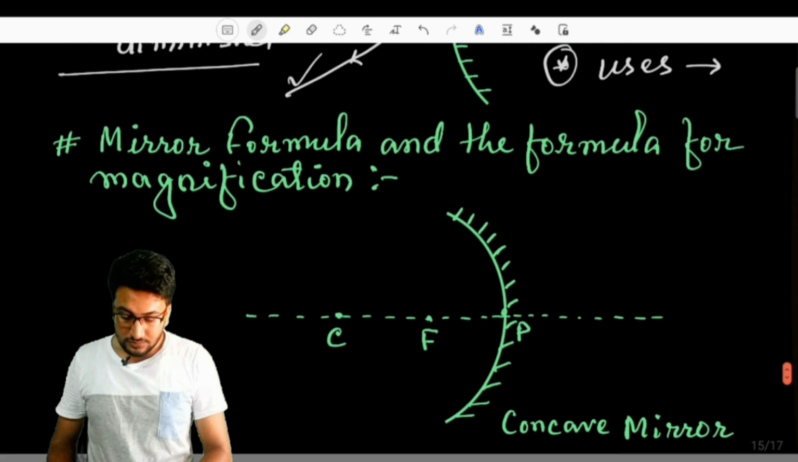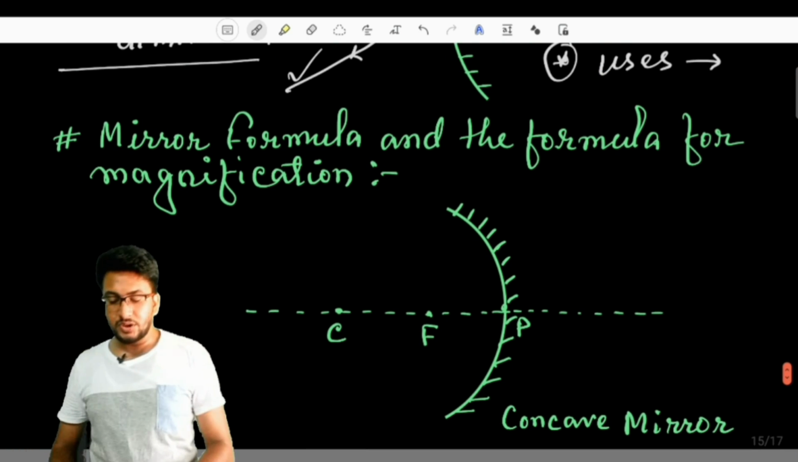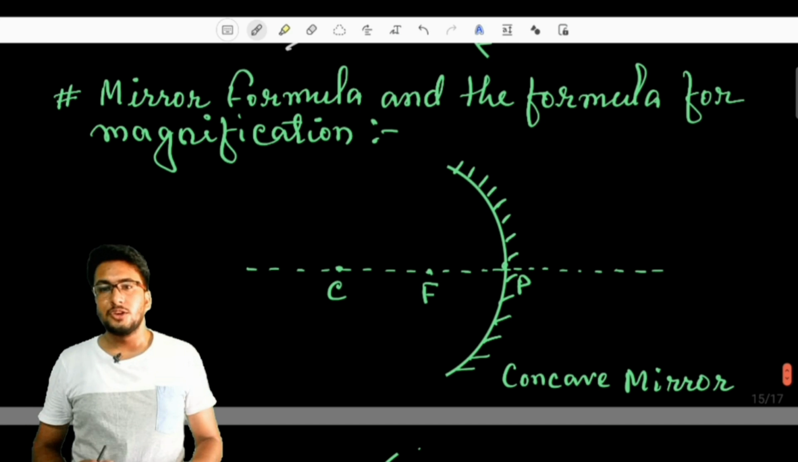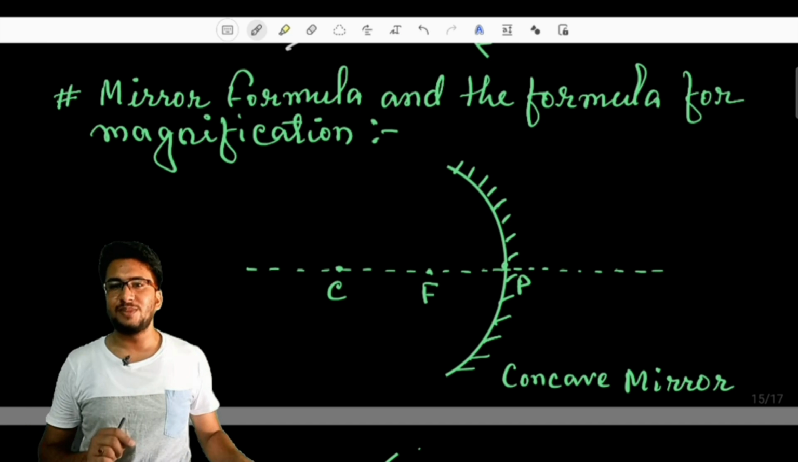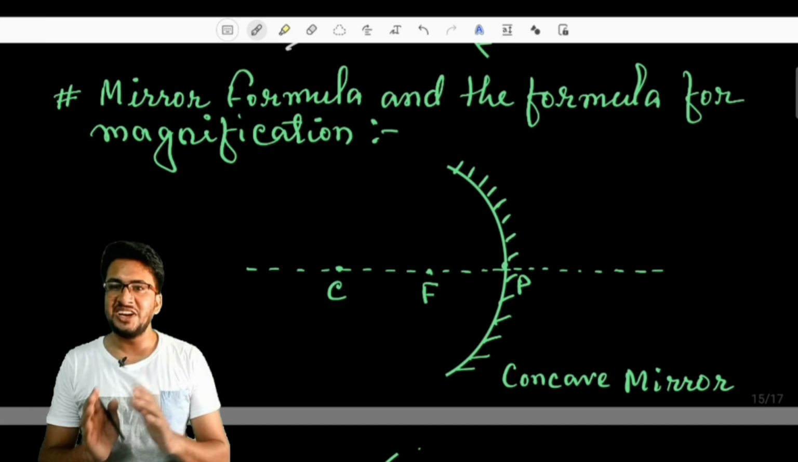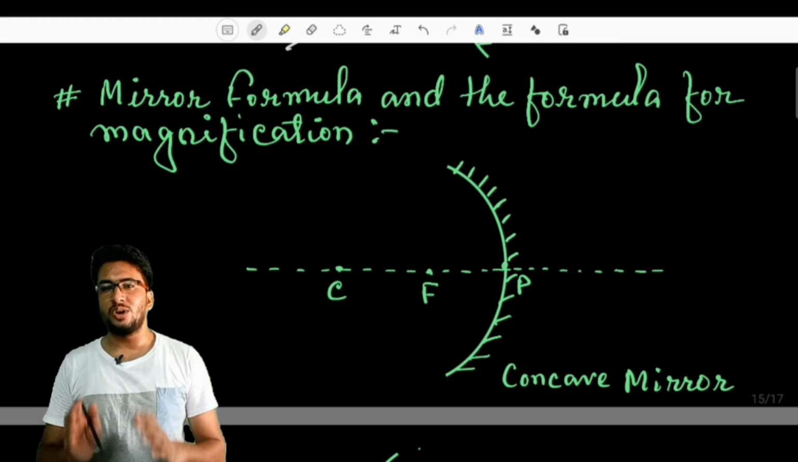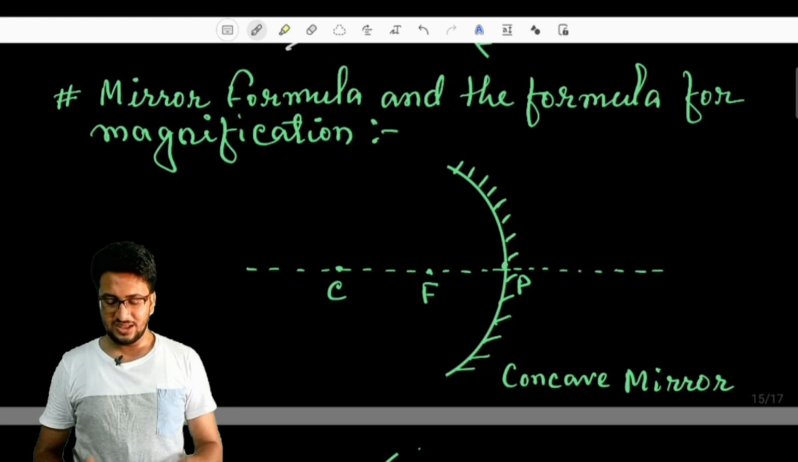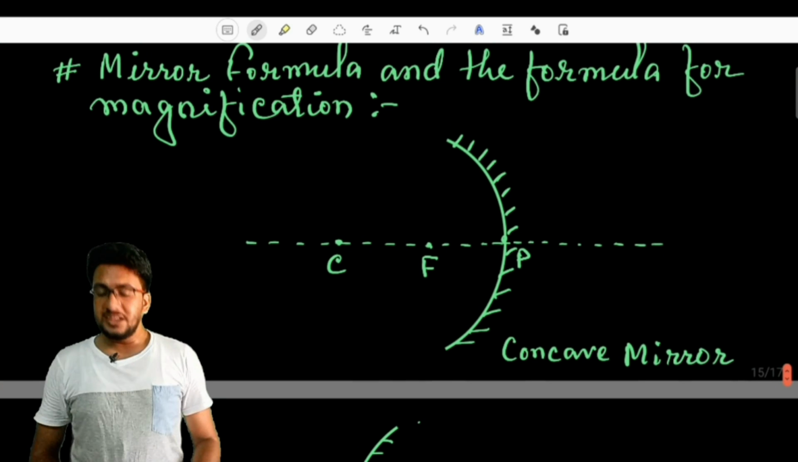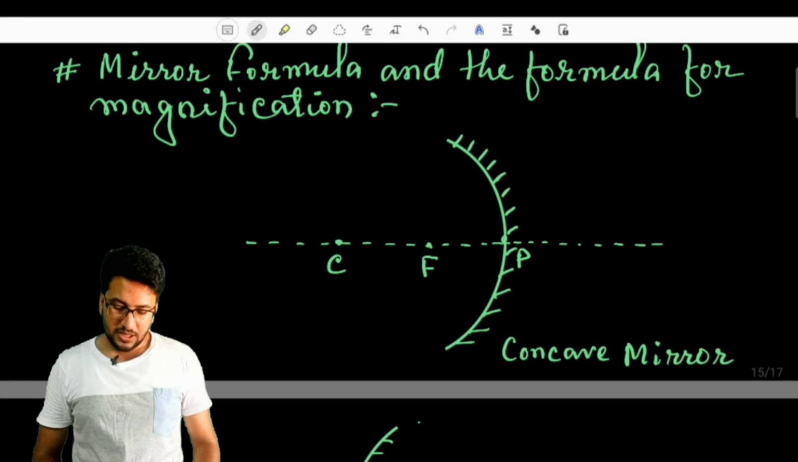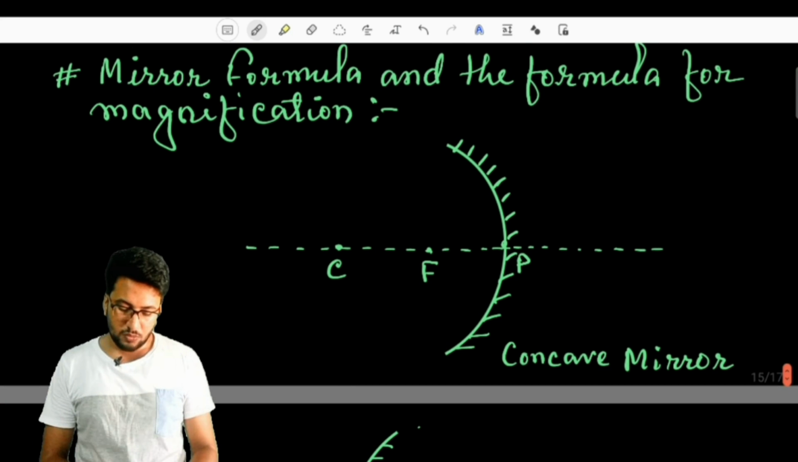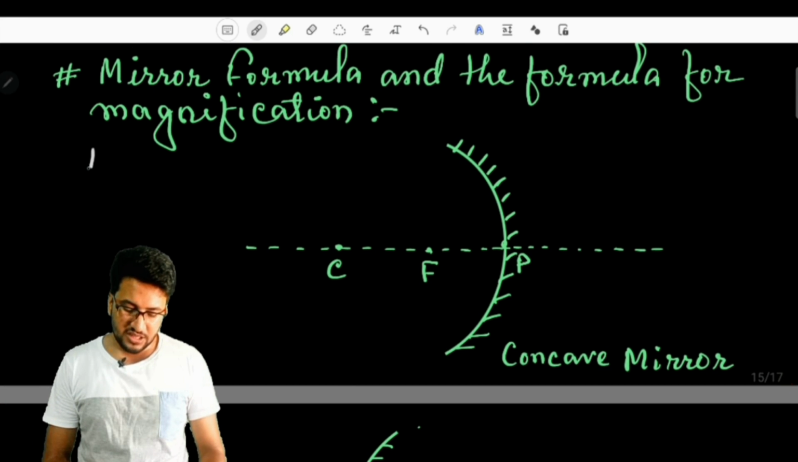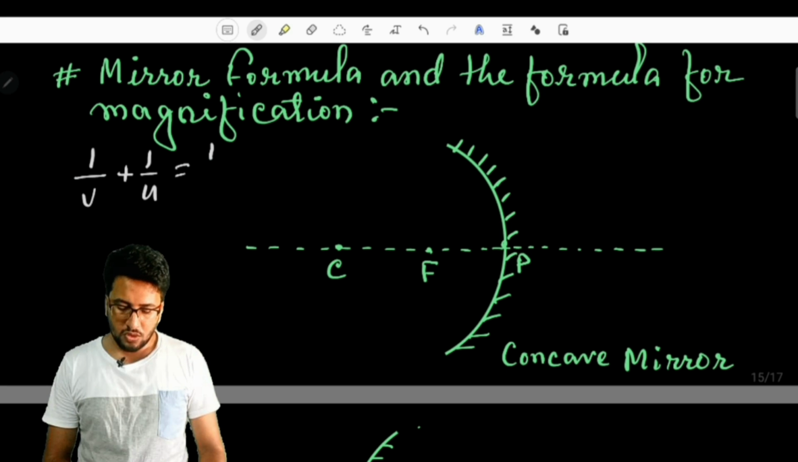Okay, we will discuss the mirror formula now. The formation of image also follows some formulas, and those formulas we are going to define here today. What is the mirror formula? The mirror formula states that 1/V + 1/U = 1/F.